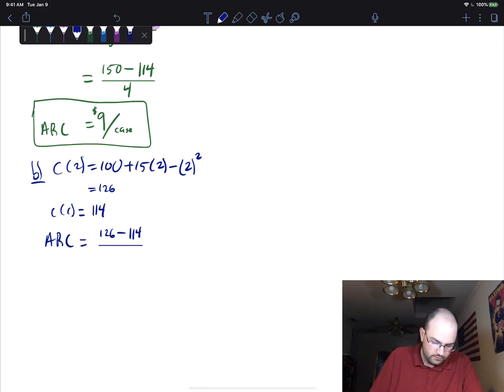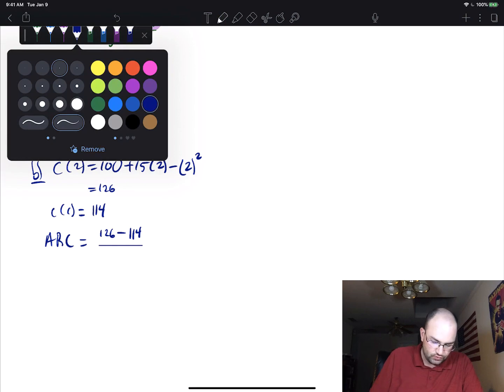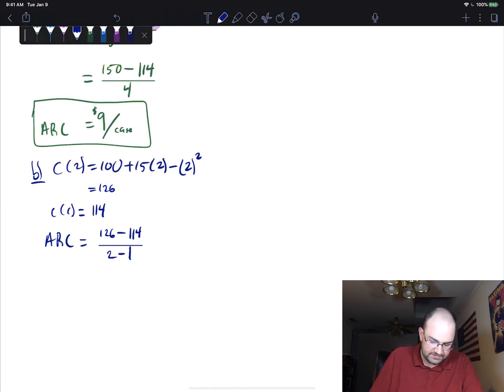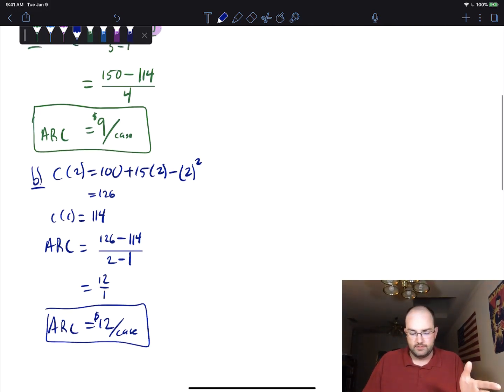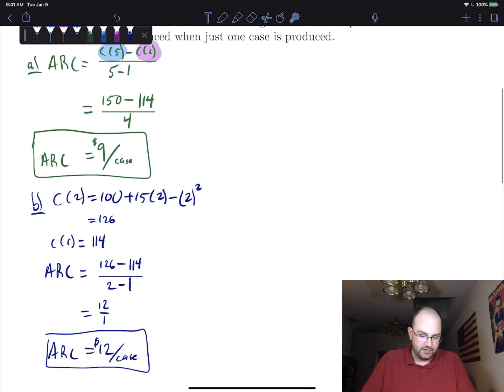Then all over 2 minus 1. And then just simplify. 126 minus 114, what is that? 12? So it's 12 over 1. So the average rate of change will be $12 per case. Awesome. But that's going from 1 case to 2 cases. Okay, now notice that up here, the average rate of change is a little bit lower, going from 1 case to 5 cases.